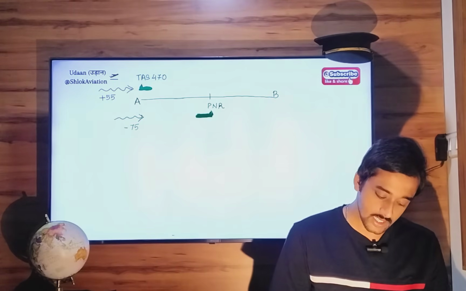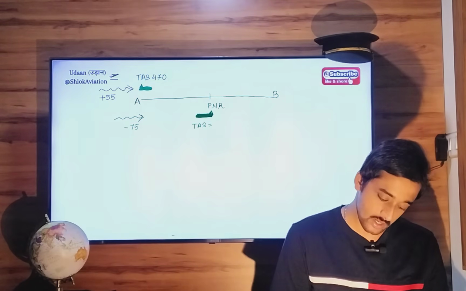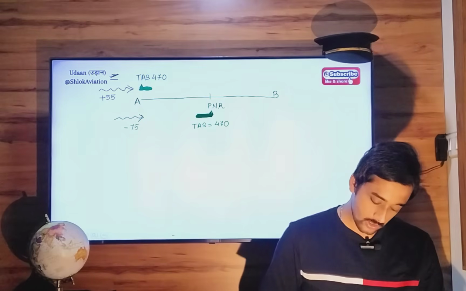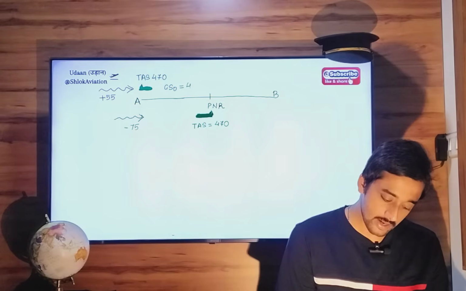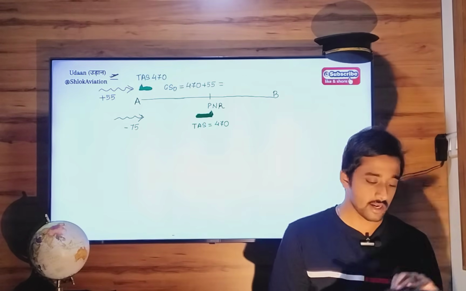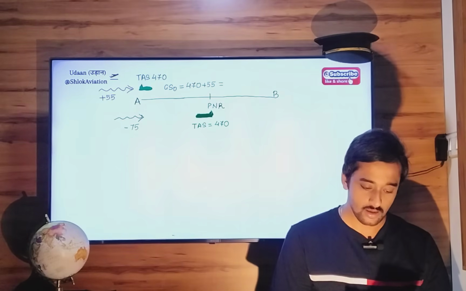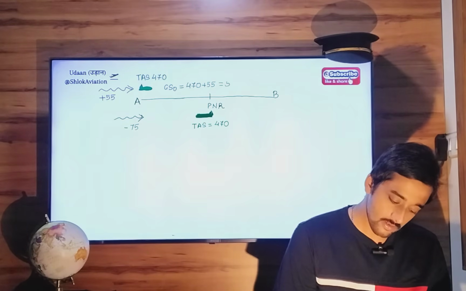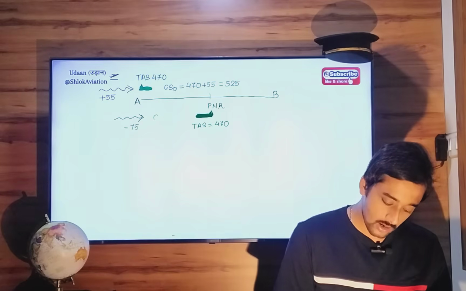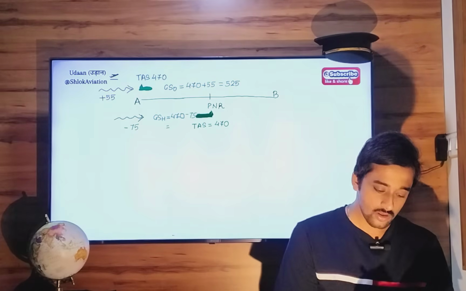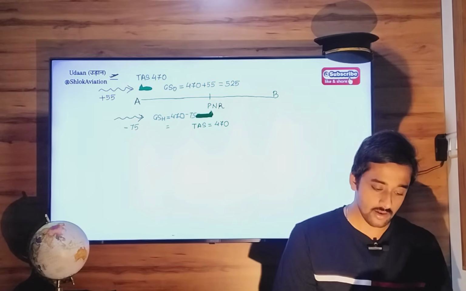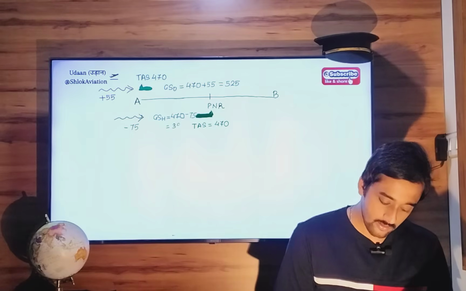TAS is going to remain the same, TAS 470. So what will be the ground speed outbound? Outbound ground speed will be 470 TAS plus 55, so 470 plus 55, 525. Homebound ground speed will be 470 TAS minus 75. So 470 minus 75 is 395 knots.